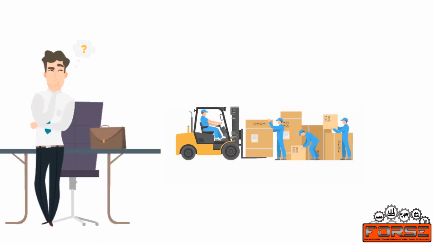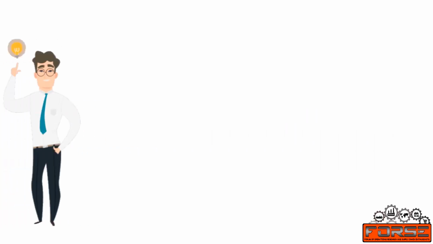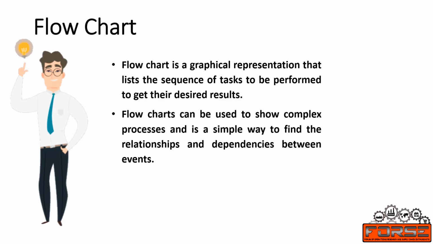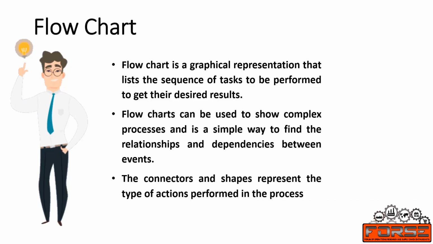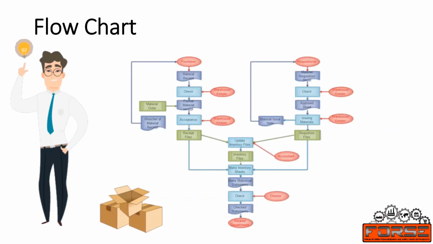In order to understand the procurement of materials flow of KJS and identify the various requirements of each step, Mr. Smith decided to make a flow chart of the entire process. A flow chart is a graphical representation that lists the sequence of tasks to be performed to get the desired results. Flowcharts can also be used to show complex processes, and it provides a simple way of finding the relationships and dependencies between events. The connectors and shapes represent the type of actions to be performed in the process. Mr. Smith created the above flowchart to show the purchase process of KJS, and was able to visualize the entire process on paper.